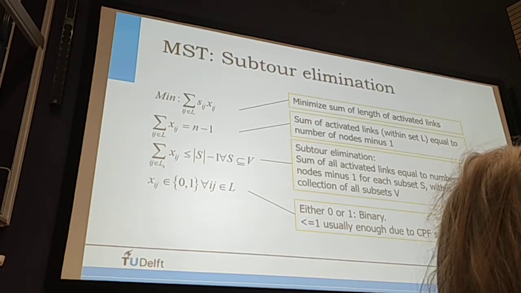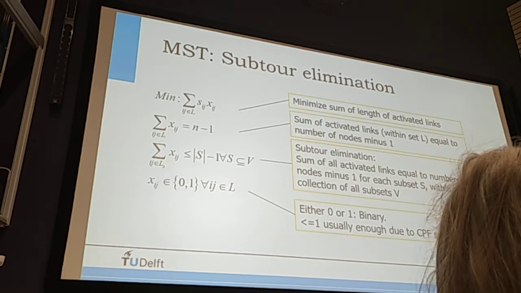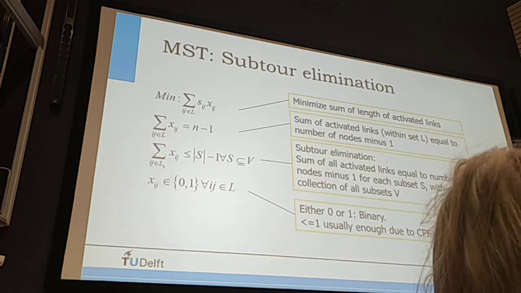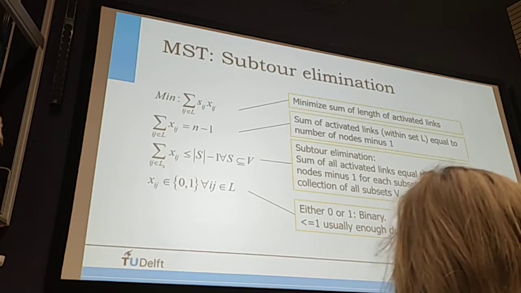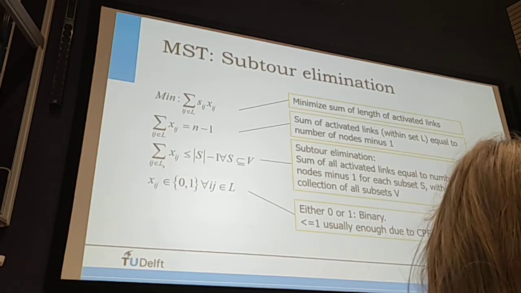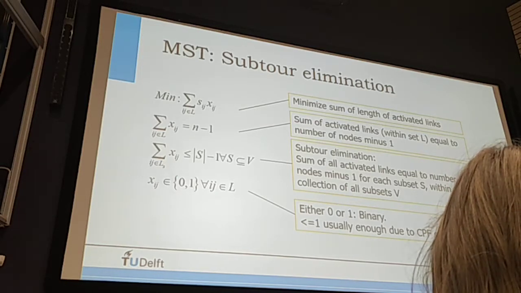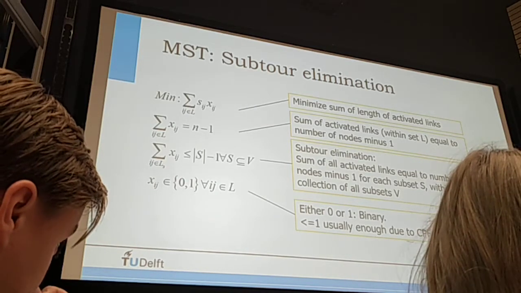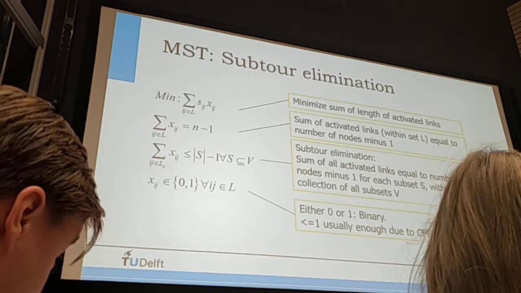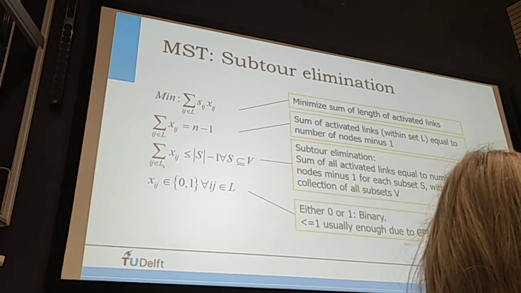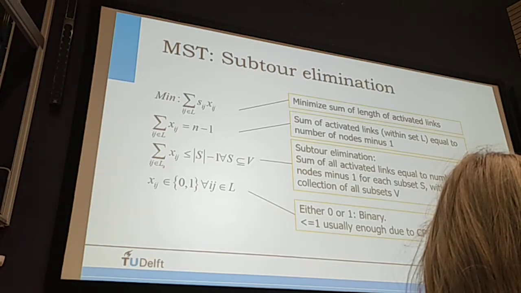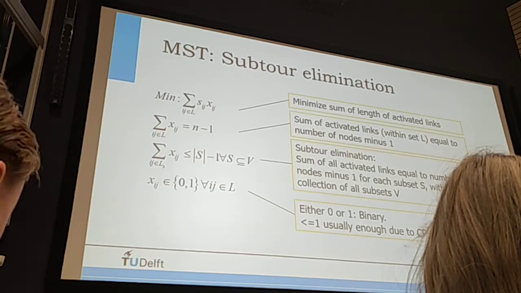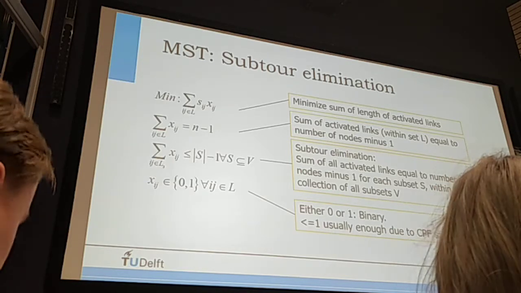That means that not only within a full model, but also in a partial model, if we have a sub-selection of nodes, we should not have more than the number of nodes within that selection minus 1 links activated, within the collection of all subsets. So we first have to define the possible subtours, or subsets in which we can have a subtour, and then enforce that the number of active links within that subtour is at most n minus 1. Okay, how do we do this?